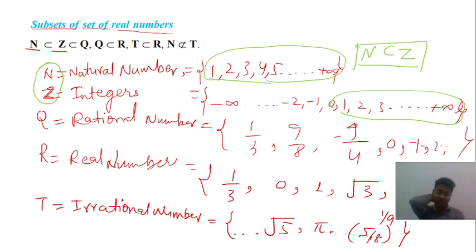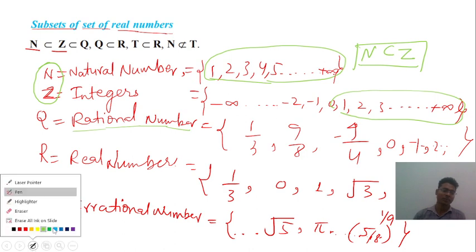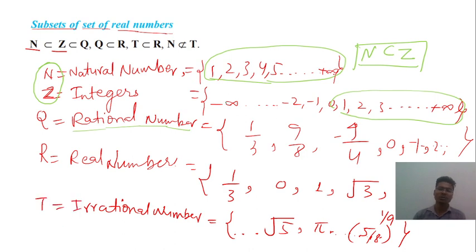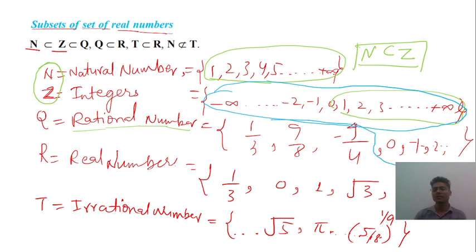We're coming to our second part. Is Z a subset of Q? Let's see. Since rational numbers can all be written in the form p by q, the whole integer set is present where? It is present in the rational numbers. That's why Z is a subset of Q, the rational numbers.